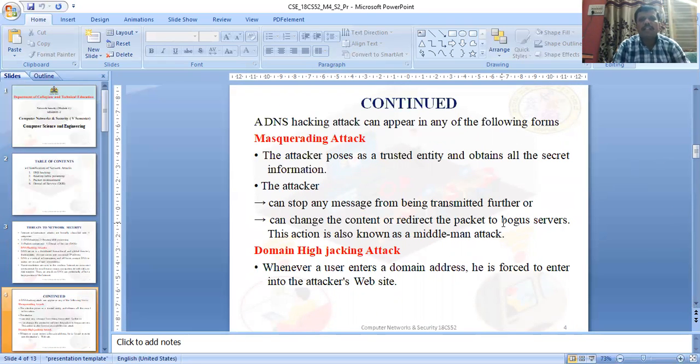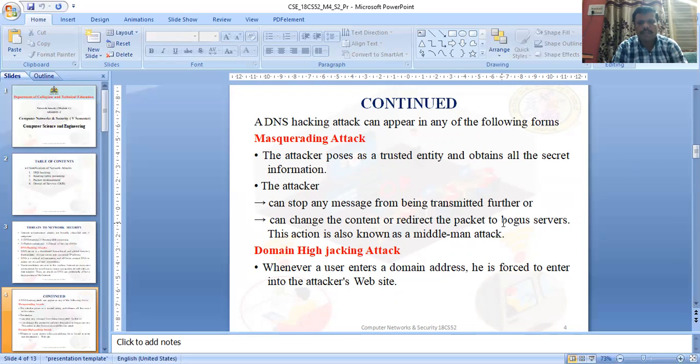Normally, a DNS hacking attack can appear in any of the following forms. First, masquerading takes place. What does masquerading mean? The attacker poses as a trusted entity, acting like a trusted entity, and obtains all the secret information from the DNS servers.